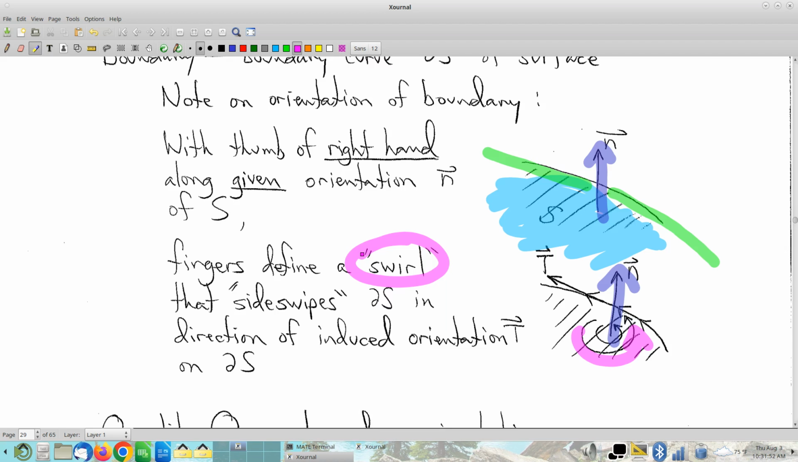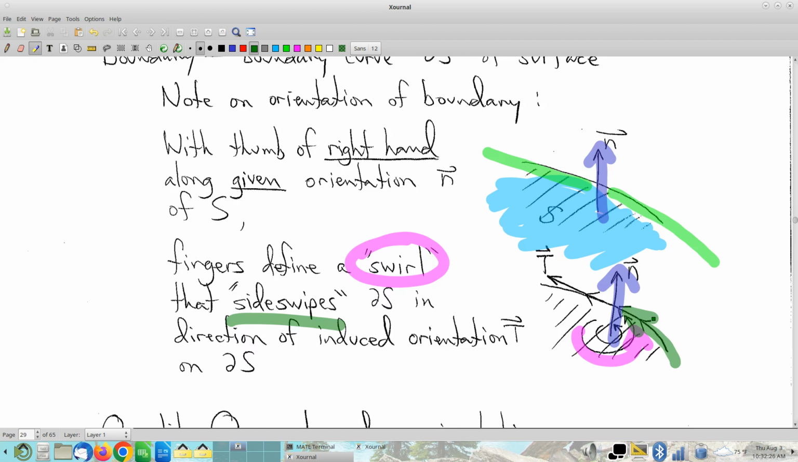So a normal vector on the surface defines a swirl. Think of the swirl as being like a little hurricane on the surface that's going around in a certain way, right? And so then what you want to do is ask yourself, as this normal vector approaches the boundary, how does that sideswipe the boundary? So think about this little purple vector, and I claim the purple vector is going to sideswipe up against the boundary going that way. Right?